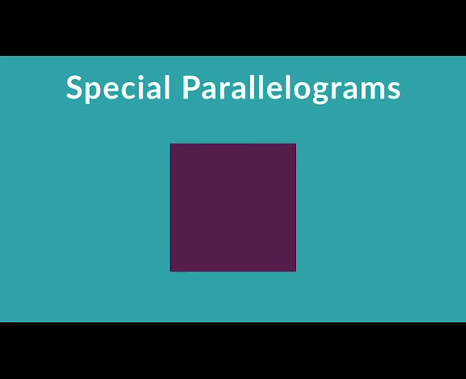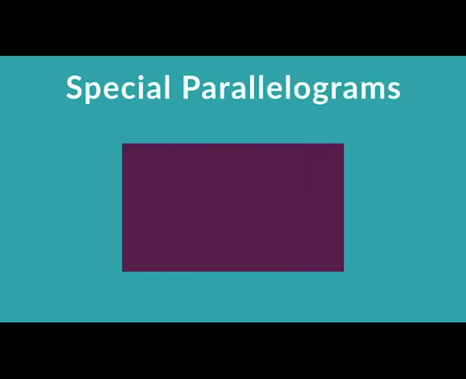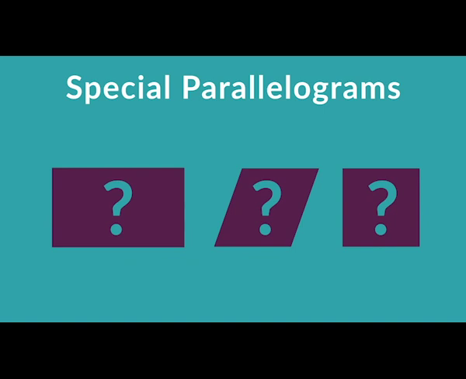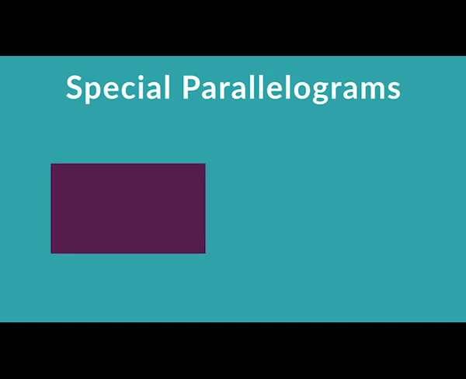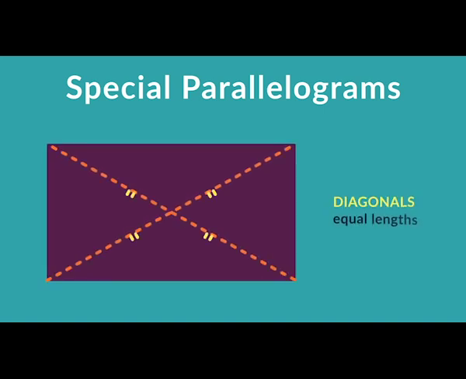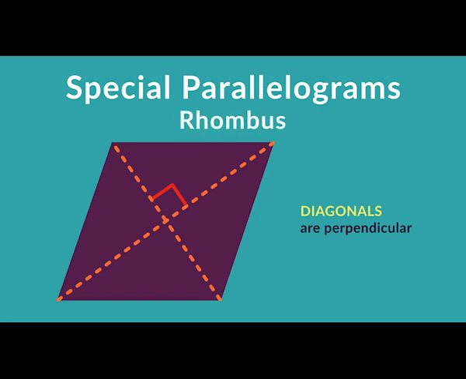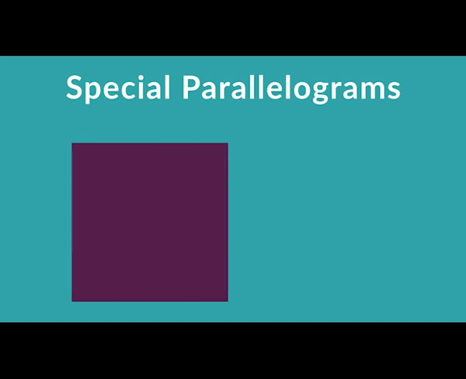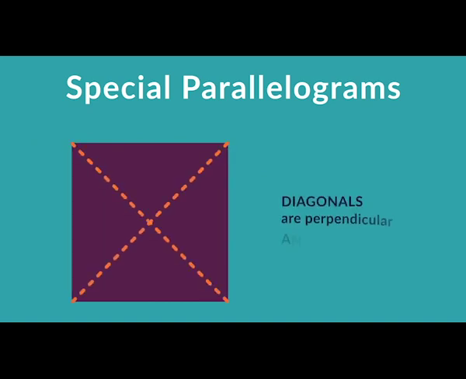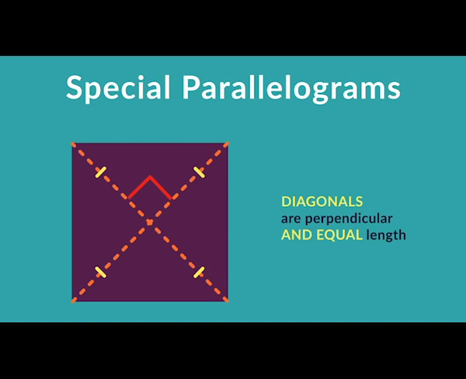If you're ever given a parallelogram and asked to prove whether it is a rectangle, a rhombus, or a square, how would you do this? If you can prove that the diagonals of a parallelogram have equal lengths, then it has all the properties of a rectangle. If the diagonals of a parallelogram are perpendicular to each other, meaning they cross at 90 degrees, then you can say that the parallelogram is a rhombus. And finally, if you can prove that the diagonals of a parallelogram are perpendicular and they have equal lengths, then you can say that the parallelogram is a square.